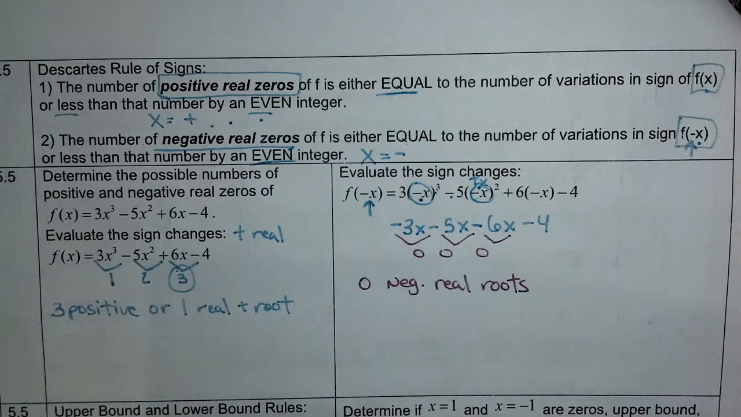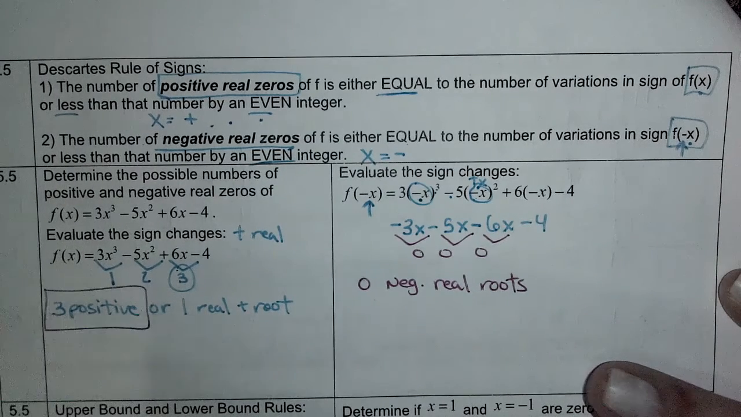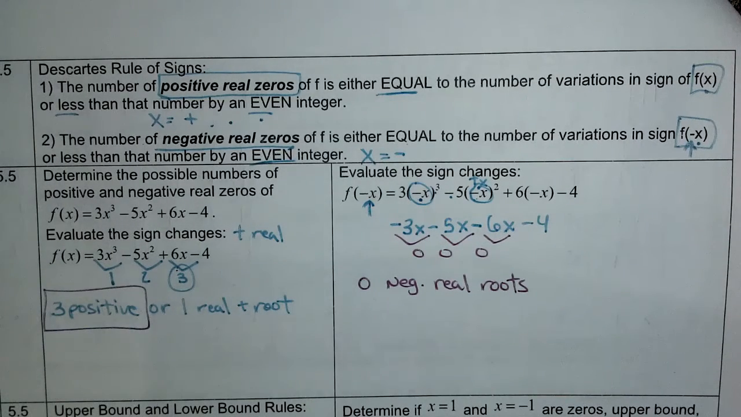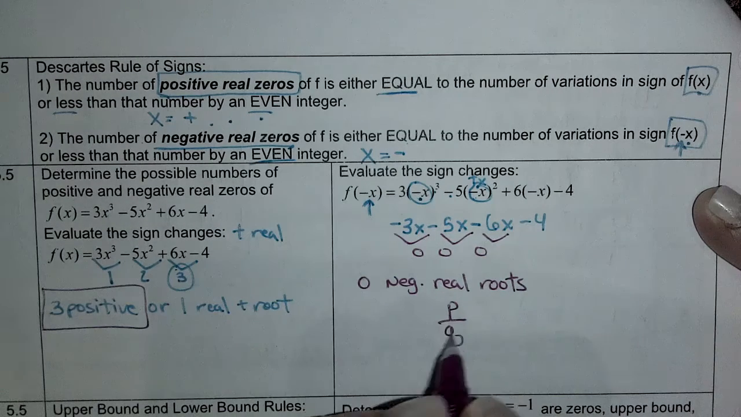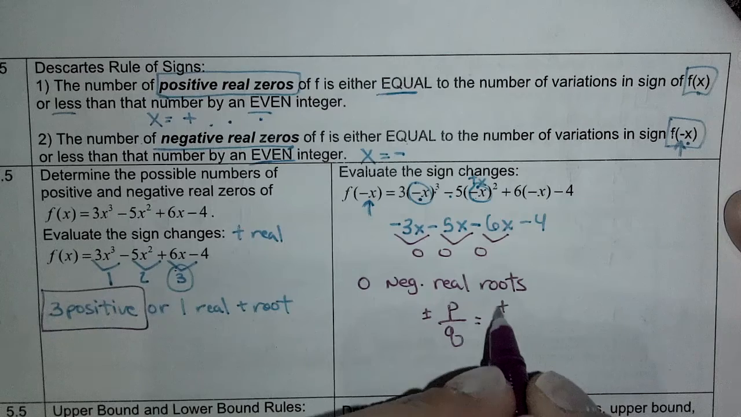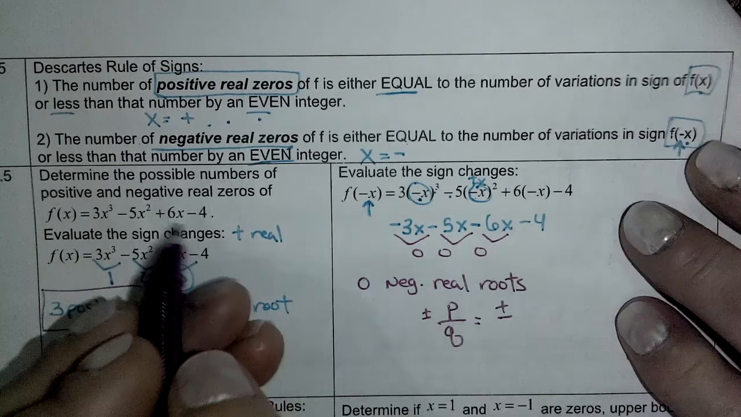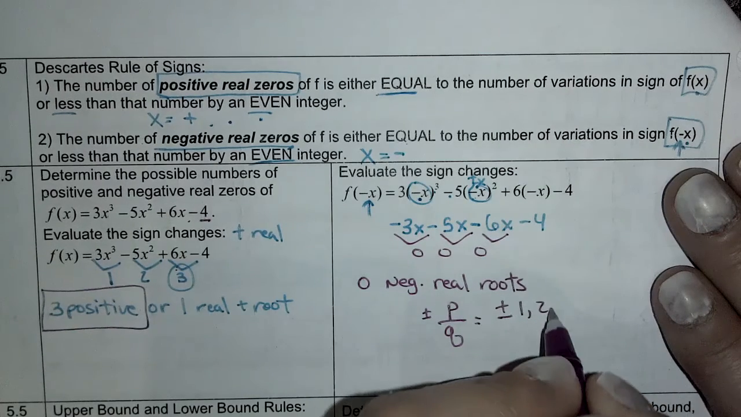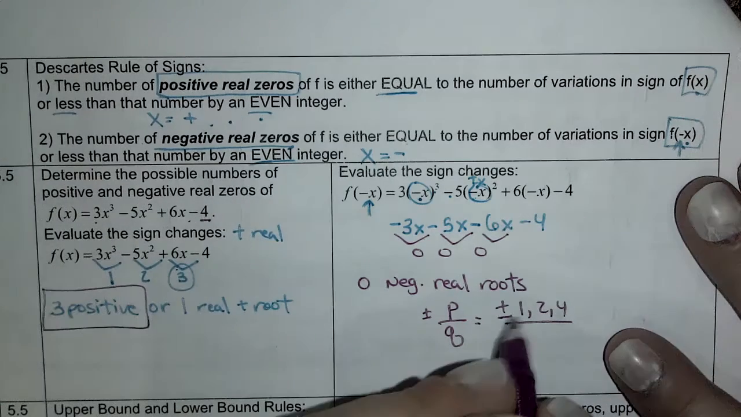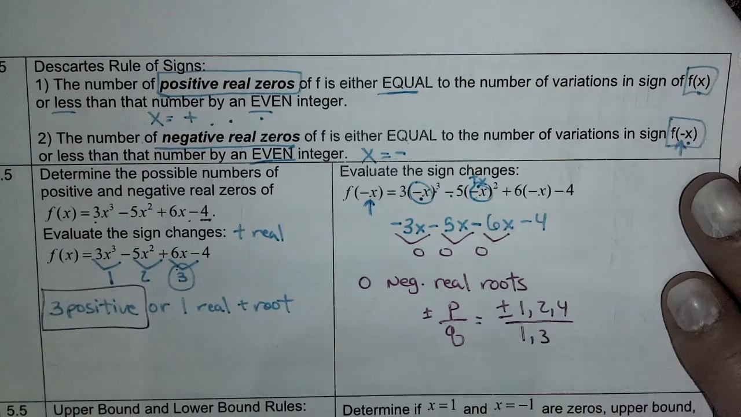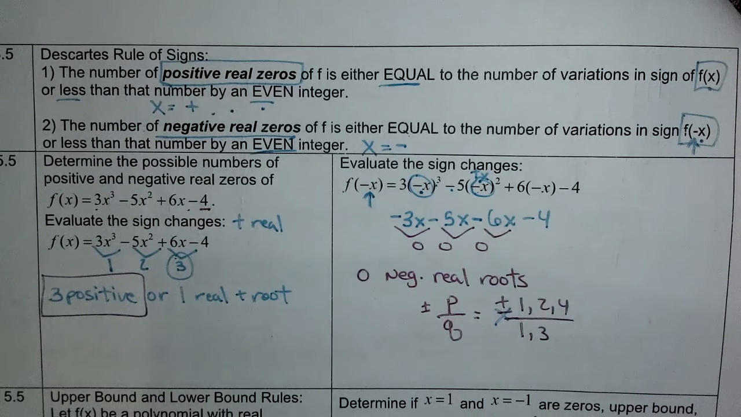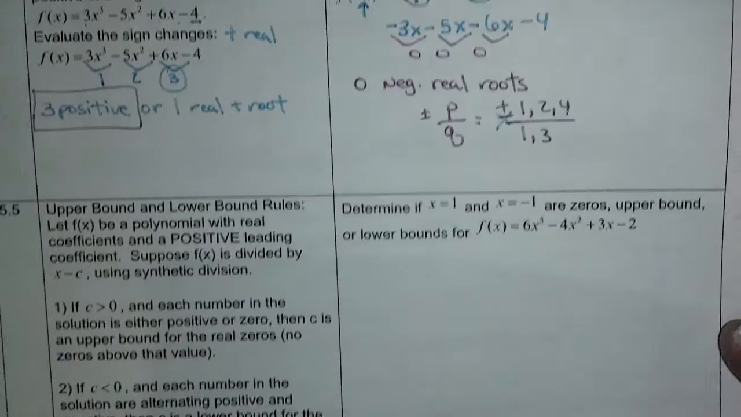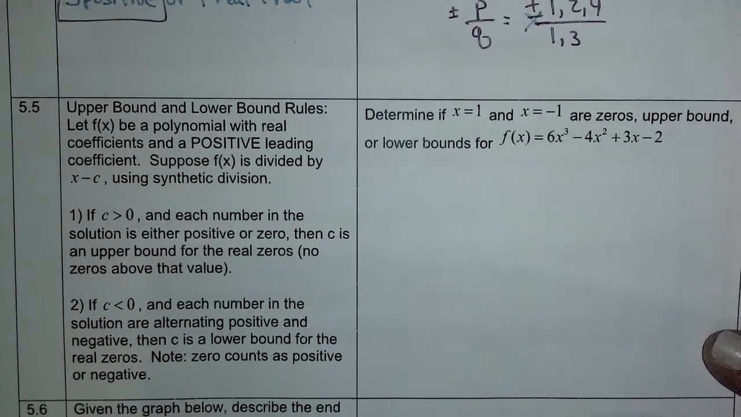So that means that there have to be 3 positive roots in this case. If we did our P over Q like we had been doing, we would get plus or minus factors of 4, so 1, 2, and 4, all over factors of 3. But now we know that we can take out all of those negative options. So once again, it just helps us to narrow it down. This is going to help us narrow it down even more.